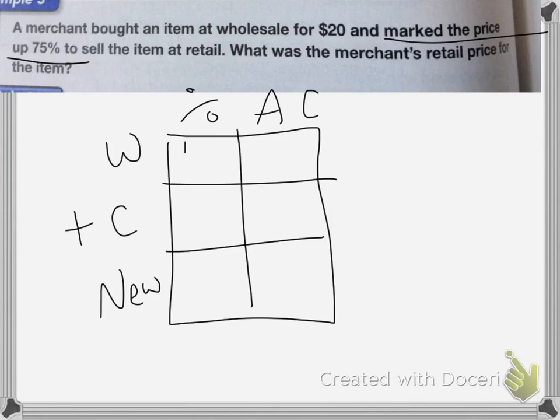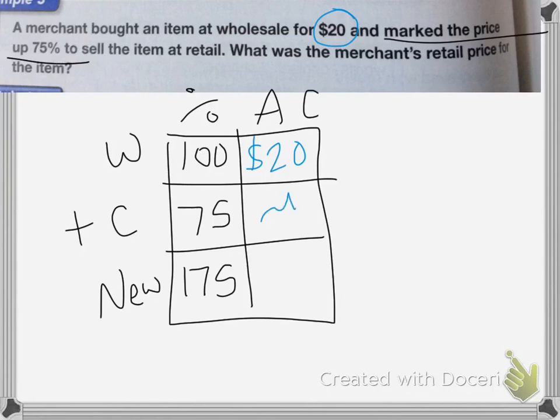So my wholesale price is going to be the 100%. He's marking it up 75%, so my new price is 175%. The original price is $20, so the actual count is going to be $20 for the wholesale price. And then he has his change and his new amount. It asks for the merchant's retail price, so I don't need to know what the change is. So now I can create my proportion.